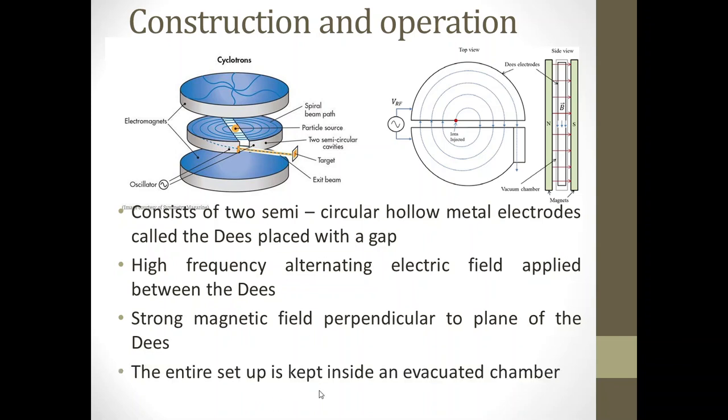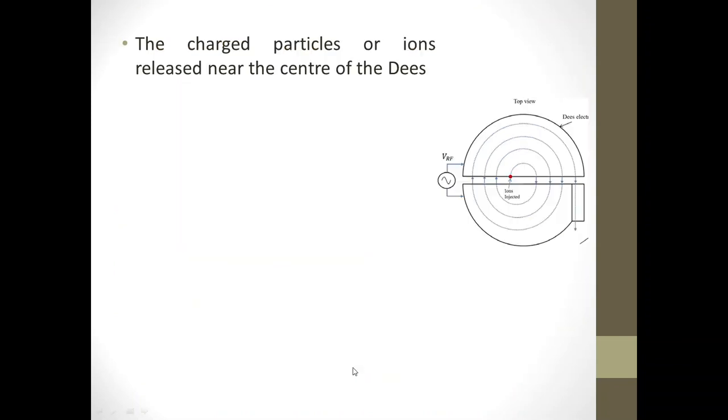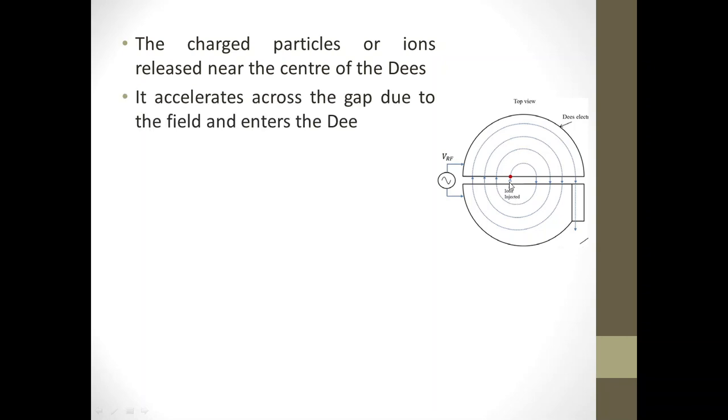So the entire setup is kept inside an evacuated chamber. Now, the charged particles or ions are released near the center of the Ds. This is the source of the ions. So what happens once the particle is released? Let me say I'm releasing a positively charged particle at this point, at this D.